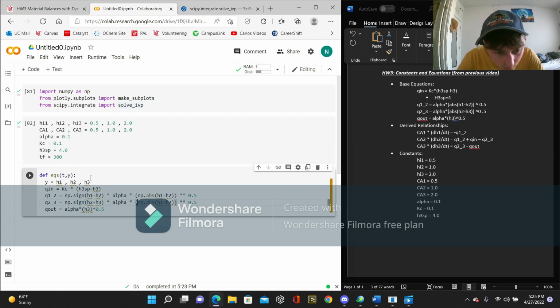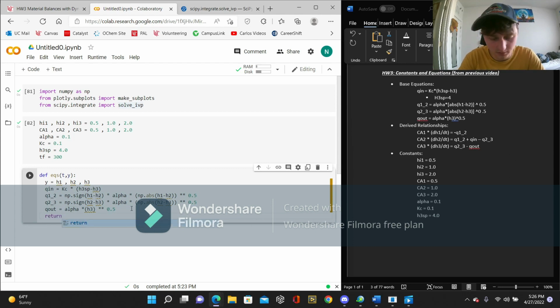I'm trying to be quicker with this. H2, H3, square root, down here, change this. And those are the relationships that we're going to need to return the rate of change of height over time for each of these tanks. So we are going to return what I just said. So we're going to want to isolate dH1 over dt, dH2 over dt, dH3 over dt. And we're going to need to return 3 different things because we have 3 different differential equations.